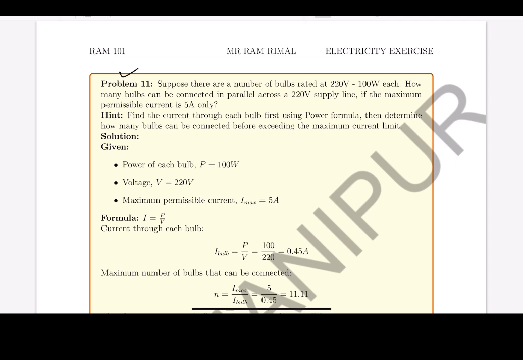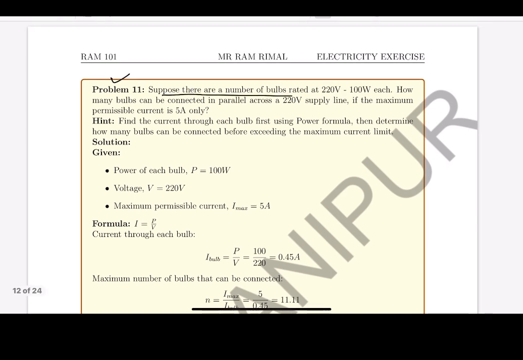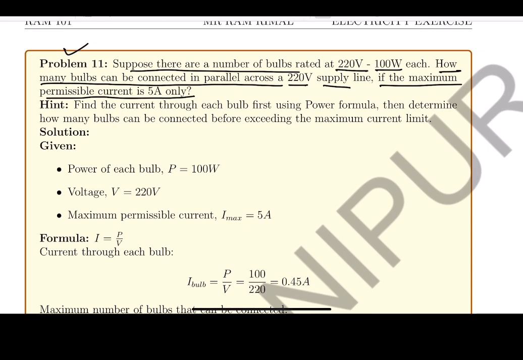Question number 11. What does the question say? Suppose there are a number of bulbs rated 220 volt, 100 watt each. How many bulbs can be connected in parallel across a 220 volt supply line if the maximum permissible current is 5 ampere only? This is the rating of the bulb. So the bulb is 100 watt, voltage is 220 volt.